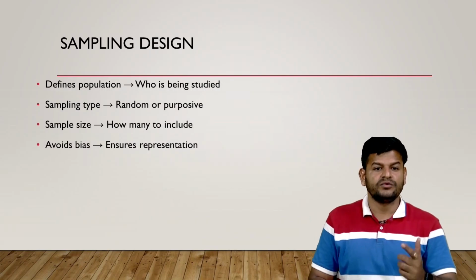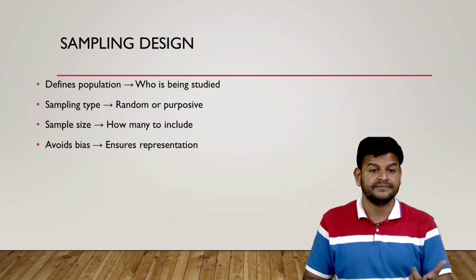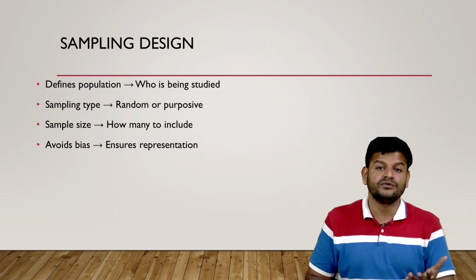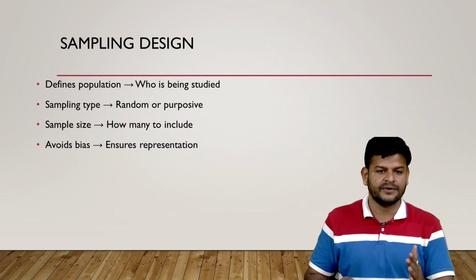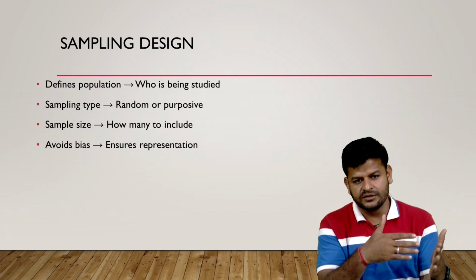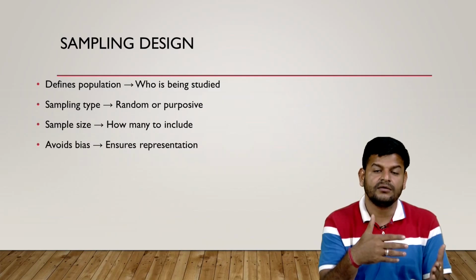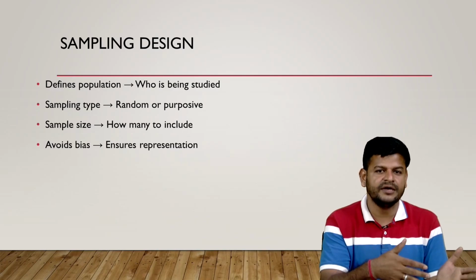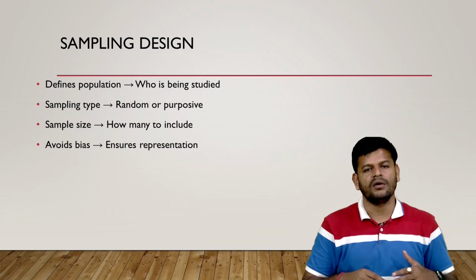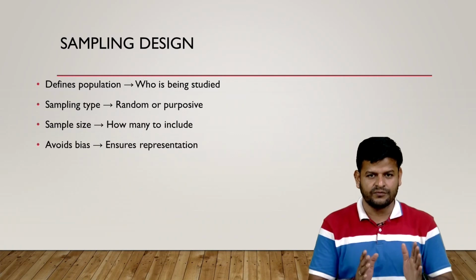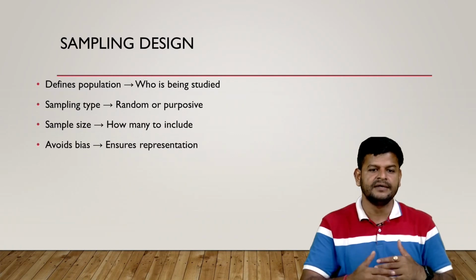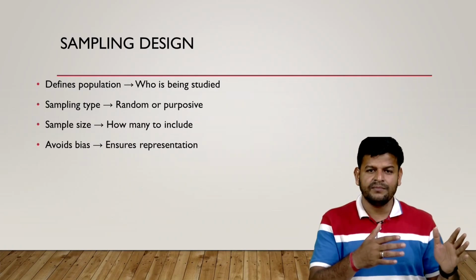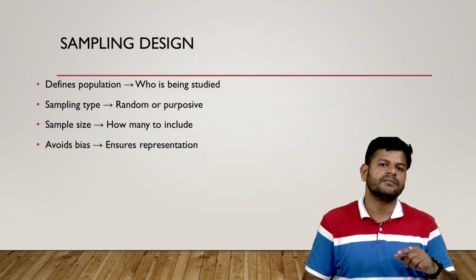Sampling design: how to define populations, what is being studied. Sampling types: random or purposive. Sample size: how many to include, and avoid biases, ensure representation. So, from the population, who will we need to study, random or purposive, how many need to be included. All of these combined lead to proper representation, and automatically we can say, free from bias.